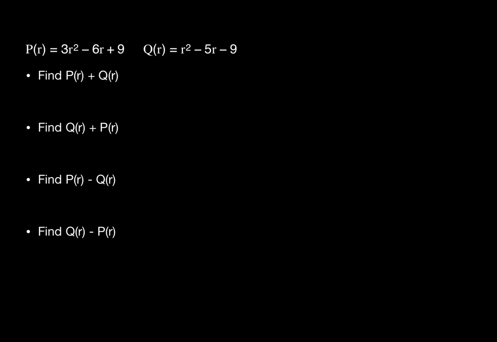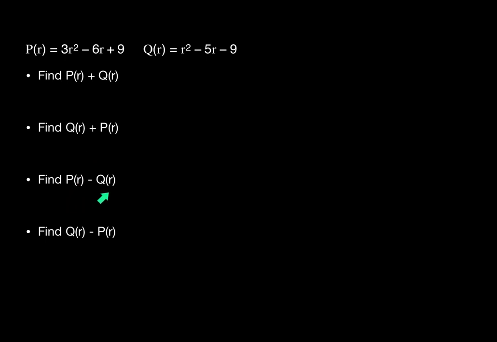We're going to finish with this one, but we still have 1 minute. I'm going to crank through quickly. When we have function notation, so P of R is this, Q of R is that. To add them, it's pretty straightforward, just adding like terms. 3r squared and r squared is 4r squared. -6 and -5 is -11. 9 and -9 is 0.